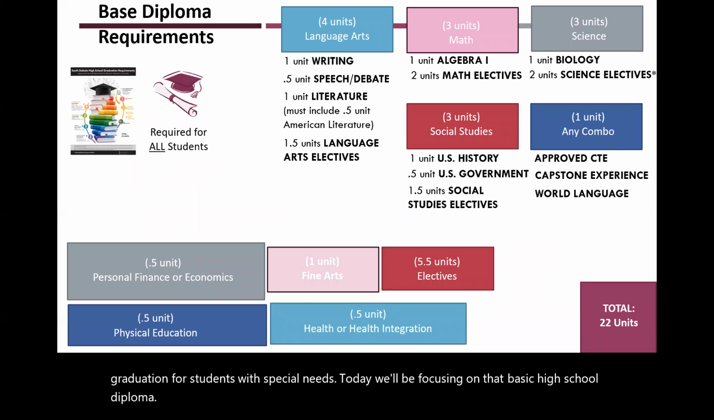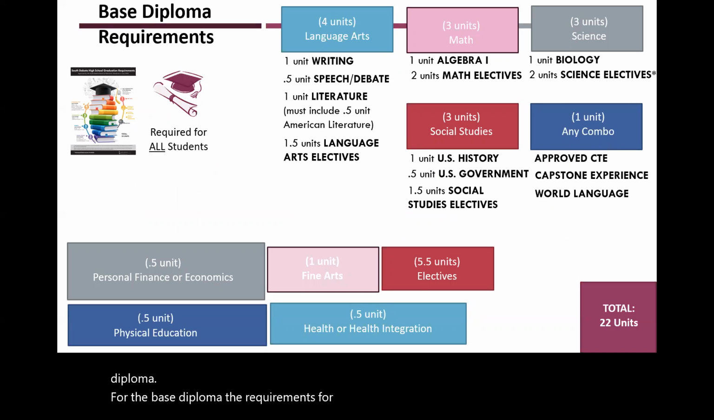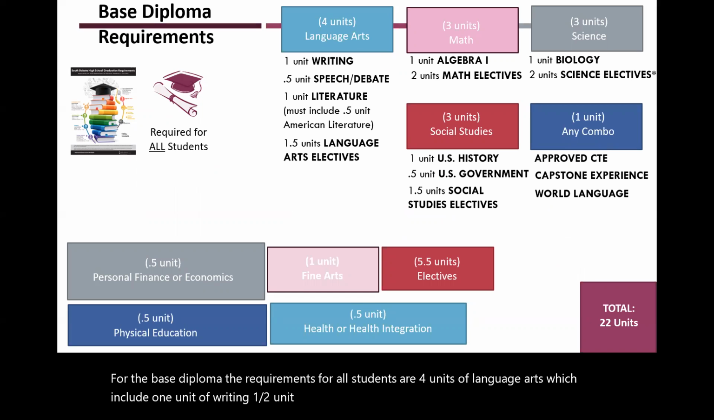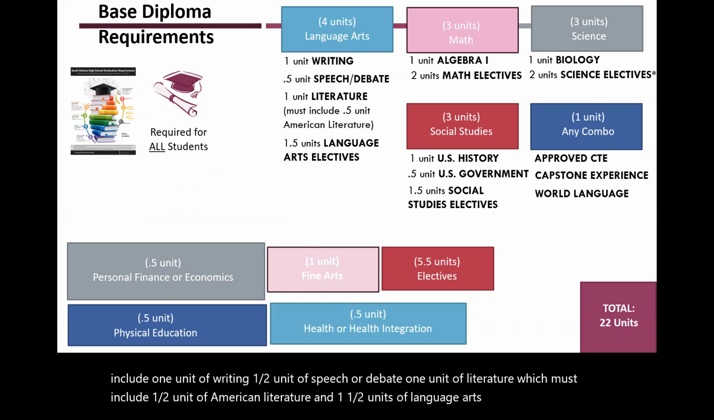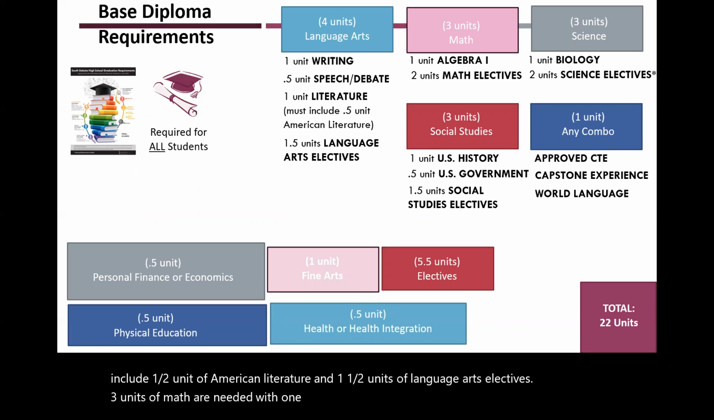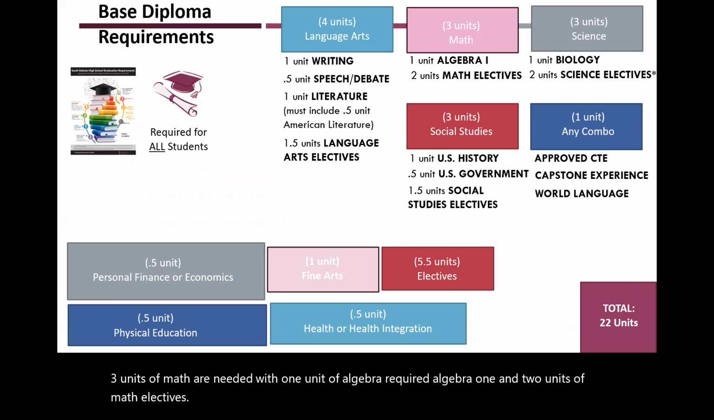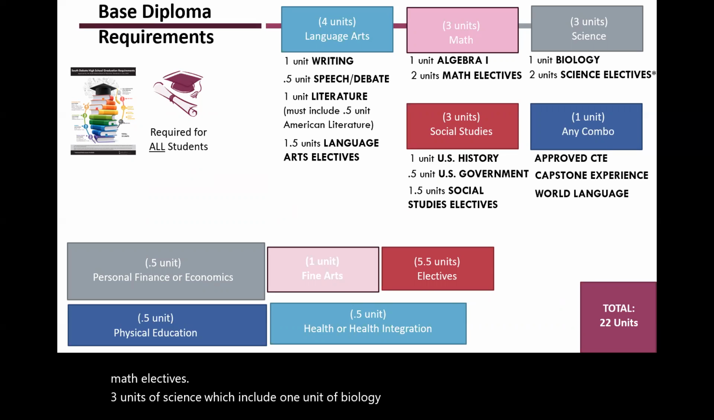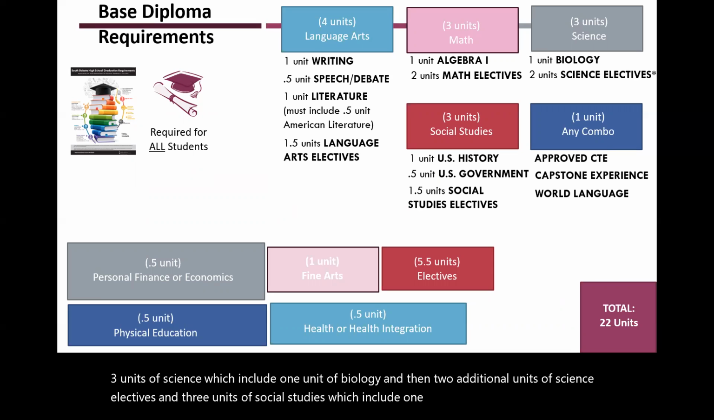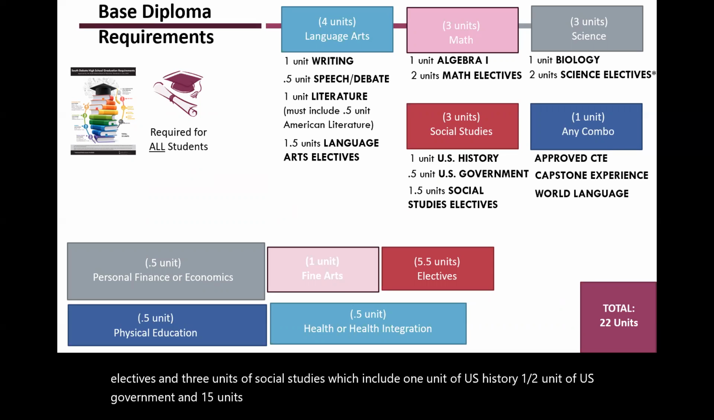For the base diploma, the requirements for all students are 4 units of language arts, which include 1 unit of writing, a half unit of speech or debate, 1 unit of literature, which must include a half unit of American literature, and 1.5 units of language arts electives. 3 units of math are needed, with 1 unit of algebra required, Algebra 1, and 2 units of math electives. 3 units of science, which include 1 unit of biology, and then 2 additional units of science electives, and 3 units of social studies, which include 1 unit of U.S. history, a half unit of U.S. government, and 1.5 units of social studies electives.